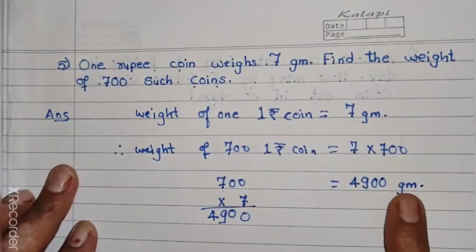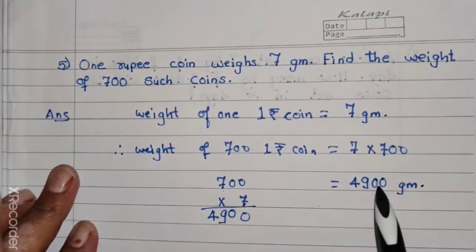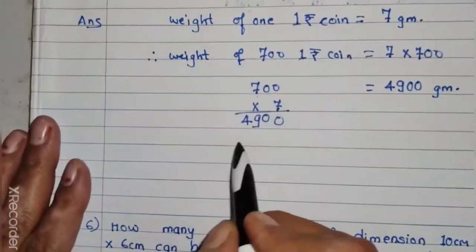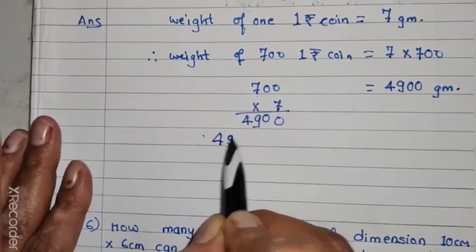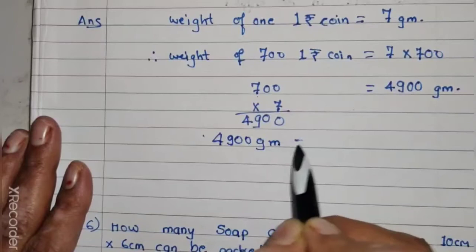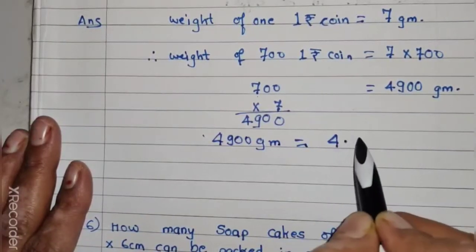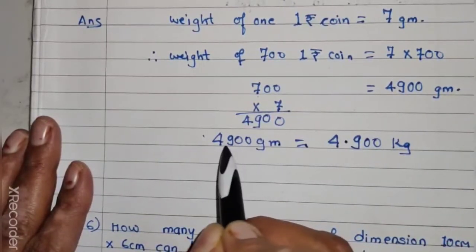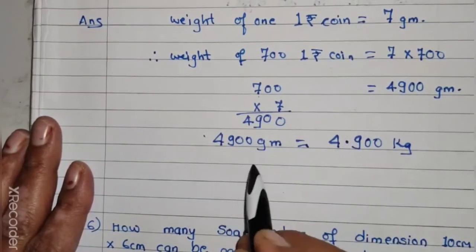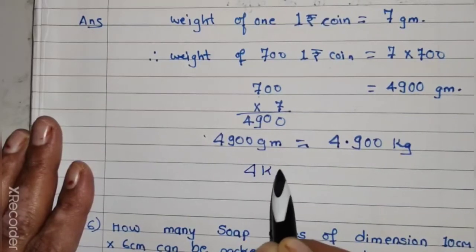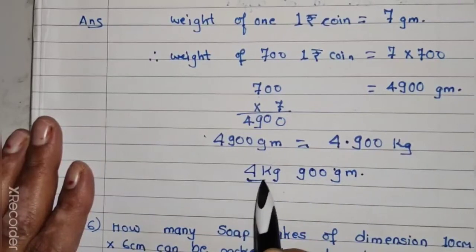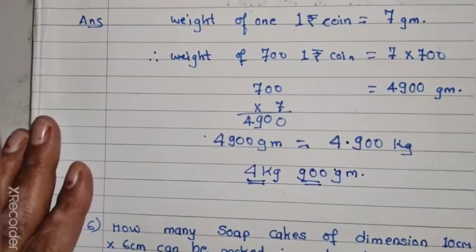Now these all are given in grams. Now how are you going to convert these grams into kg? See, if more than 3 digits are there, then definitely you are going to convert it into kgs and grams. So 4900 gram is actually equal to 4.900 kg. So before these 3 numbers the decimal will come. So actually it is 4 kg and 900 grams.